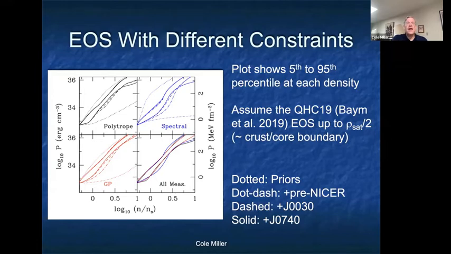For a given line type, the bottom part is the 5th percentile of the pressure at a given number density, and the upper curve is the 95th percentile. And finally, if you look at the different line types, the dotted ones are the priors, just whatever we started with. Moving up then, the dot dash adds the pre-NICER information. So this is not only the equation of state prior, but also things like the symmetry energy, the high masses that Thankful and others are measuring, and the tidal deformability from 1708-17.